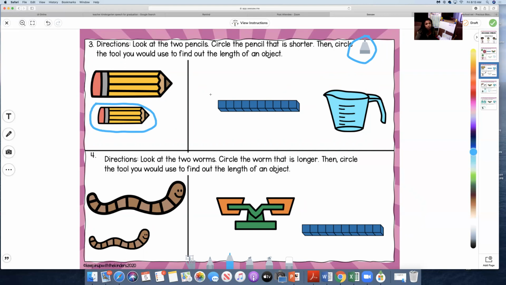And do we measure him using a measuring cup to see how much capacity there is? No, it's not a liquid, right? I can't pour him into the cup. Can I use the cubes to find out how many cubes will be for that length? Oh, no, I can't, right? So we definitely have to use the snap cubes.